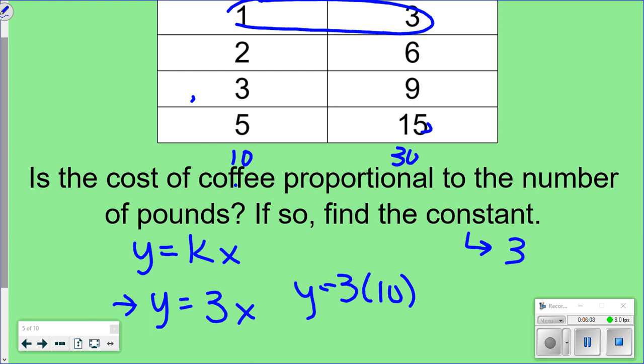If I put 20 in here, what would the other side be? Well, then I put 20 in here, and it would be 60. So you can use this equation to figure out anything else. But the thing is, it has to be in proportion to be able to write an equation.